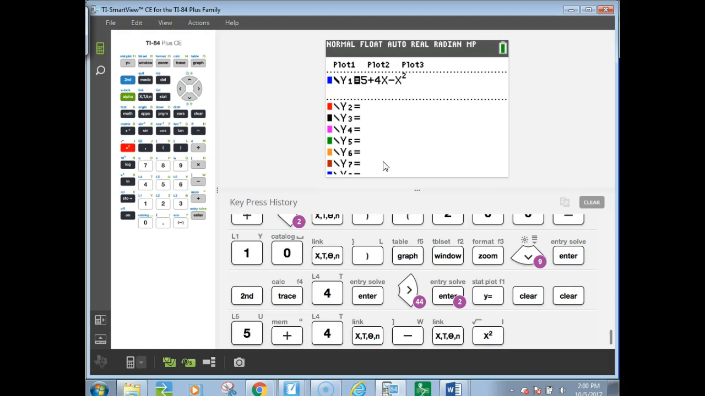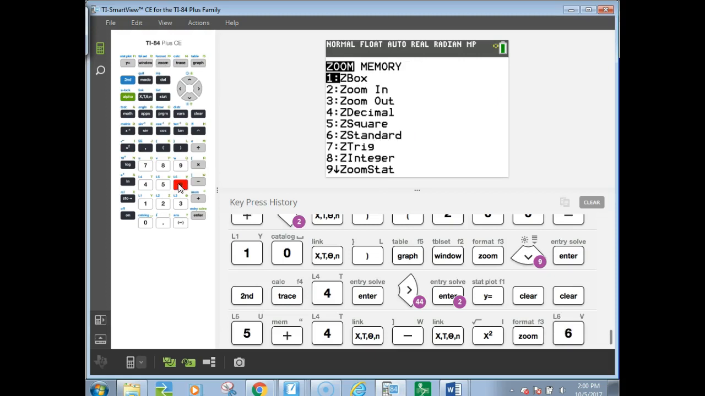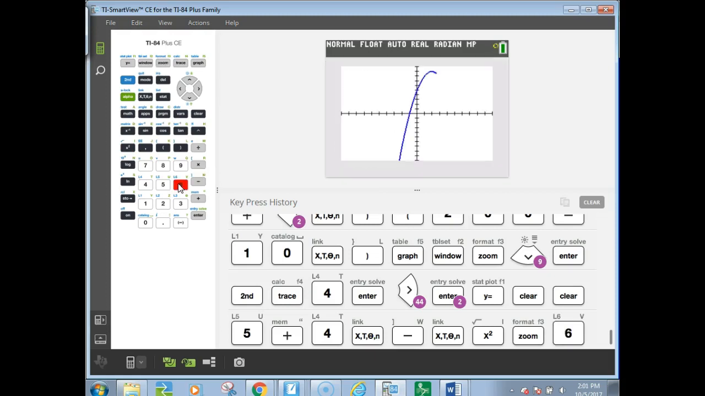Okay. Alrighty. Now let's hit zoom 6, just so everybody looks the same. It just standardizes your window to a negative 10 to 10 domain and range.